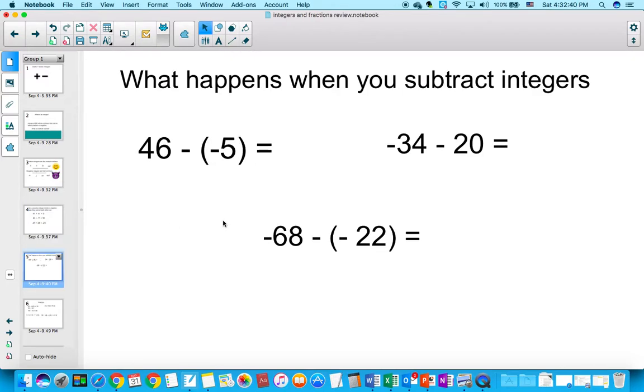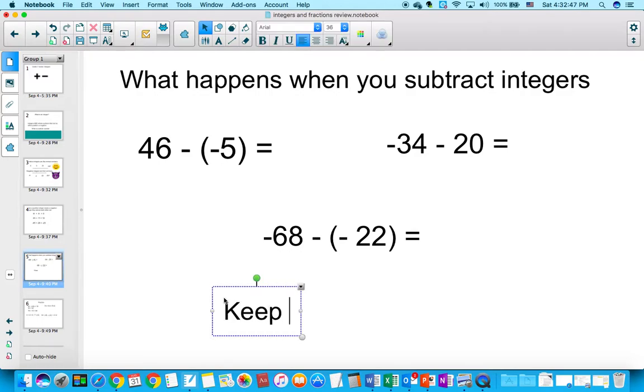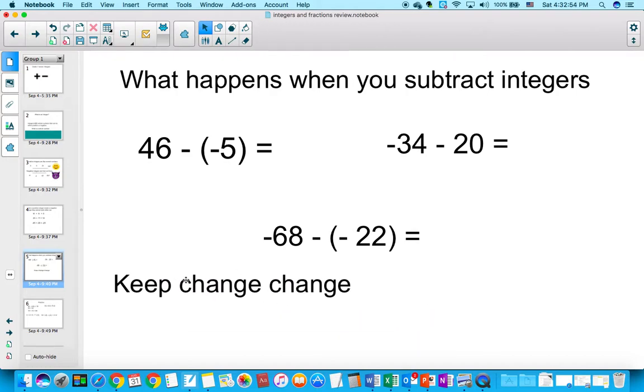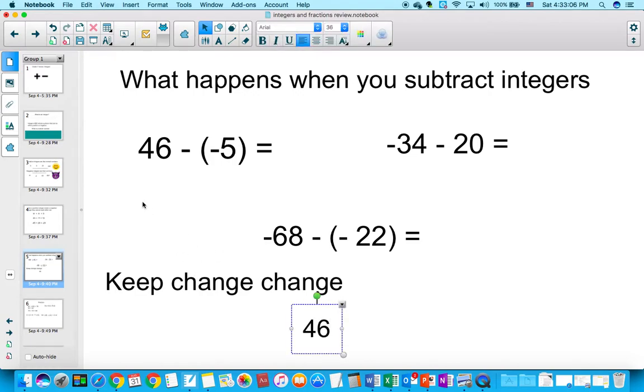So, what happens when you subtract integers? This is another area where a lot of students make mistakes. A rule I like to talk about is keep, change, change. So you have 46 minus negative 5. What do I do? Well, let's do this rule. Keep, change, change. I have 46. I keep that. I don't touch it. Just leave it alone.